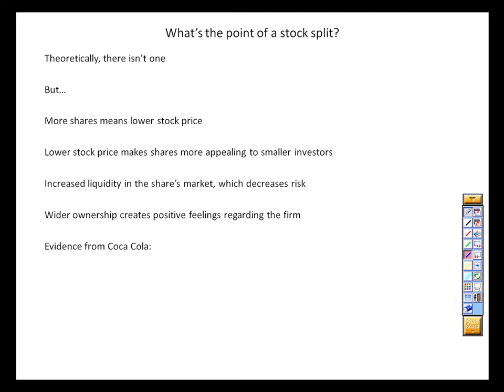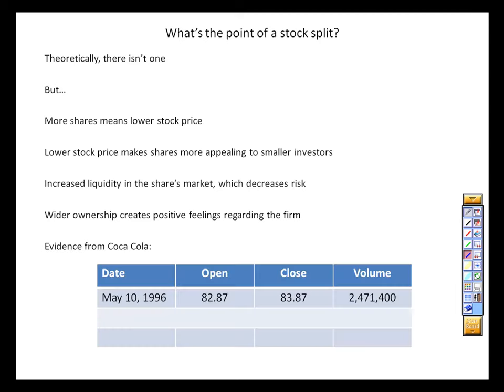And here's a little evidence from Coca-Cola. On May 10th, 1996, Coke had a closing price of $83.87. They then had a 2-for-1 stock split. And the opening price on the next day of trading was $43 even. $43 on Monday would suggest $86 on Friday, but Friday's price was only $83.87. There seemed to be some value created simply by the act of splitting the shares in two.